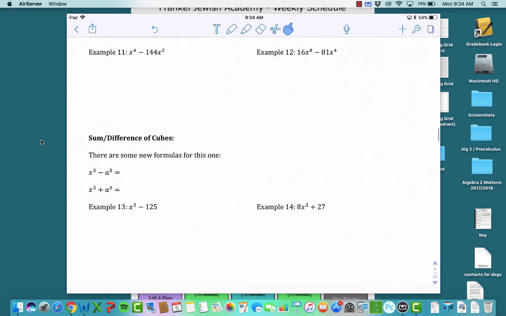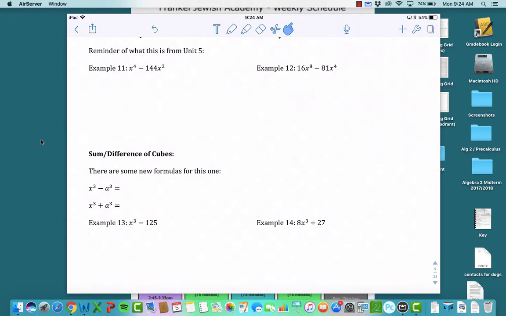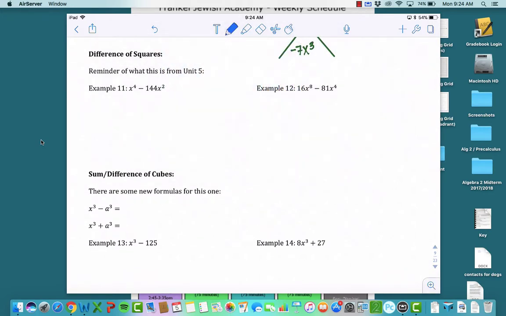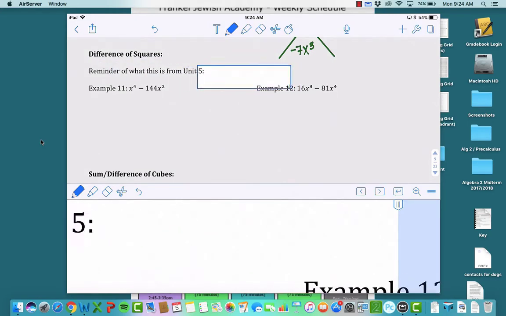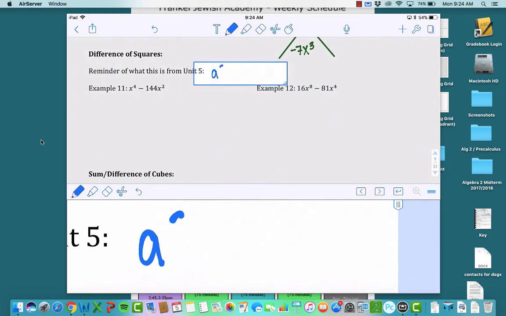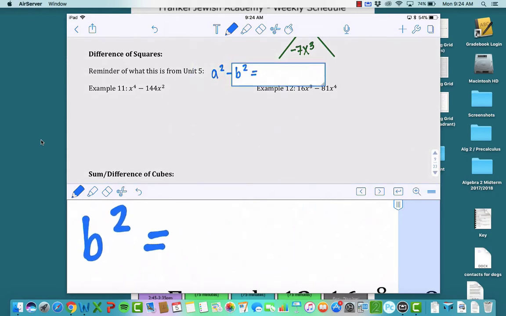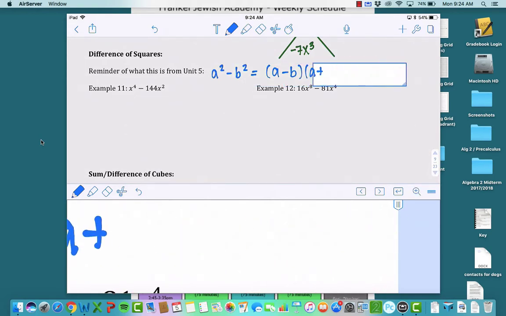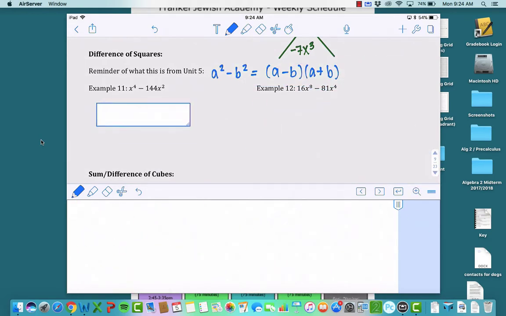So two more types of factoring, one you've seen before and one you haven't. In this one, this is a reminder, we used this one earlier from Unit 5, where if you have something squared minus something squared, you get a minus b times a plus b, just one of those formulas you had to memorize.